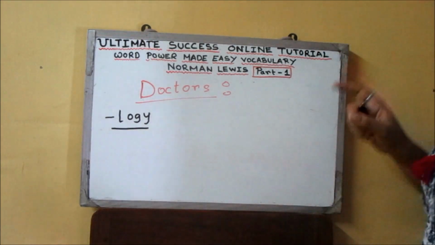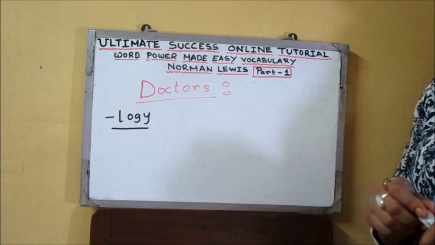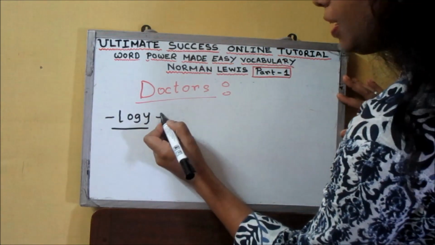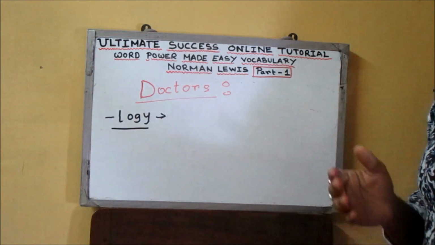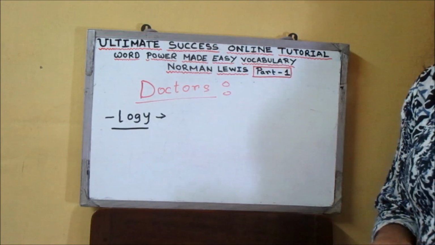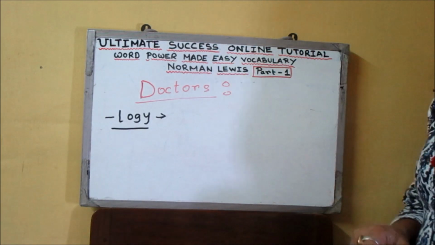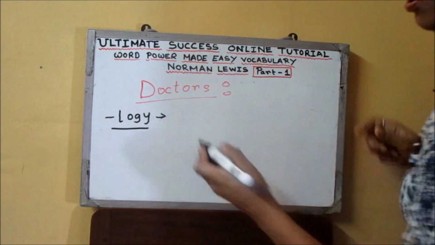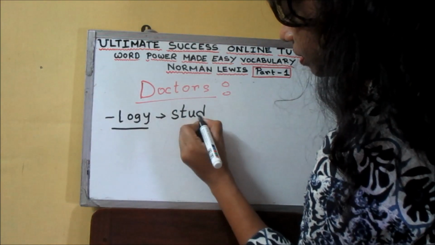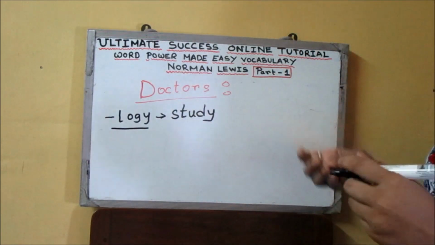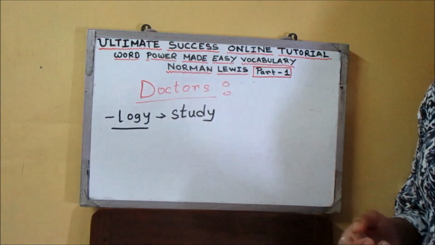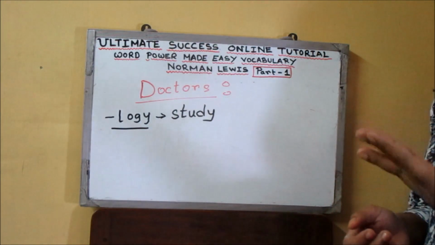Ology is something we come across very often in words like biology, physiology and many other such words. So what does this suffix ology mean? Ology means the study of. So the study of something is known as ology. For example, biology. Biology is the study of living creatures.